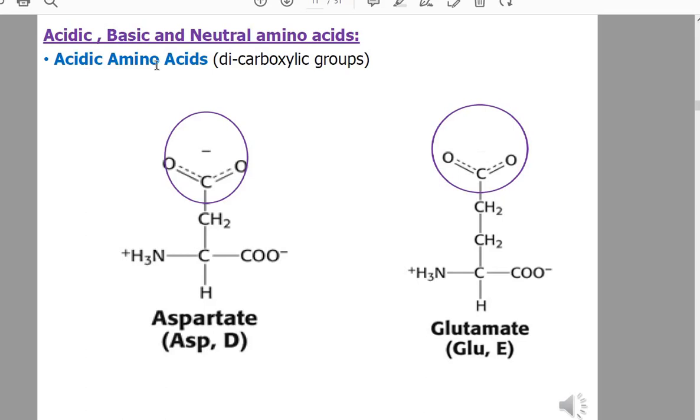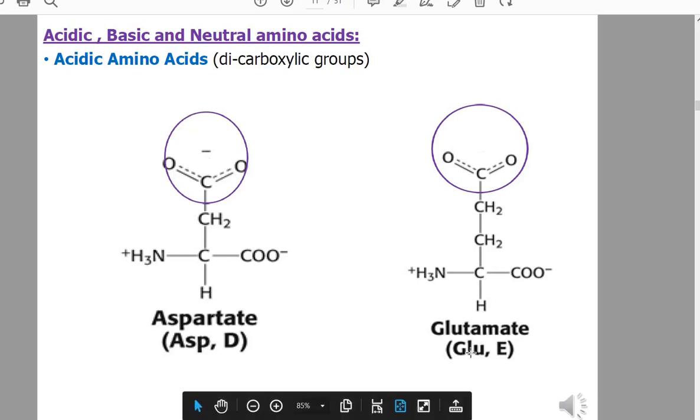So what is the meaning of acidic amino acids? They are the dicarboxylic group amino acids. They contain two carboxylic groups, not only one. This is the natural or the normal structure of amino acids. They have a carboxylic group and an amino group, so they have equal negative and positive charge. In acidic amino acids, they have an extra carboxylic group, like those acidic amino acids, aspartate and glutamate.